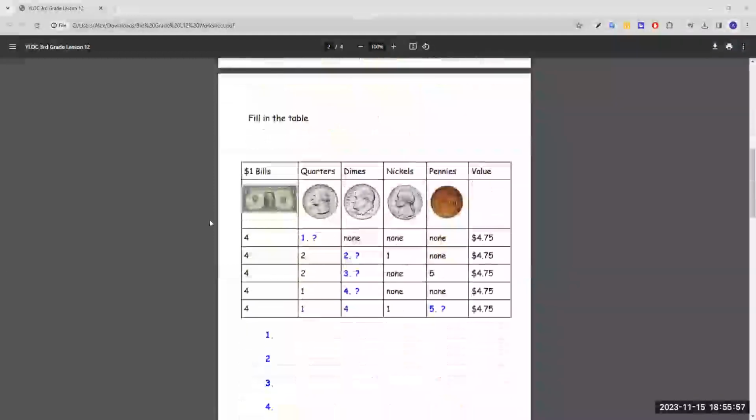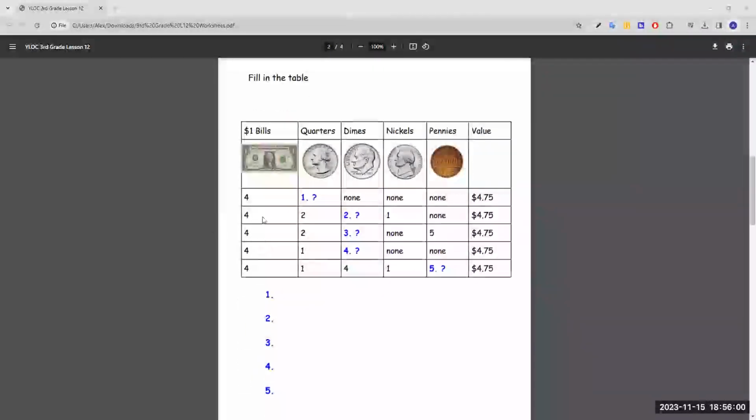Now moving on to filling in the table. Number one, we have $4, and we're trying to find a value of 4.75 for all of these problems. So we know that we don't have any dimes, nickels, or pennies. So we have to get 75 cents from just quarters itself. And since quarters are 25 cents in value, and we're looking for 75, we need to find out how many times 25 goes into 75. And that is just 3. So 3 quarters would get 4.75. So number one is 3.